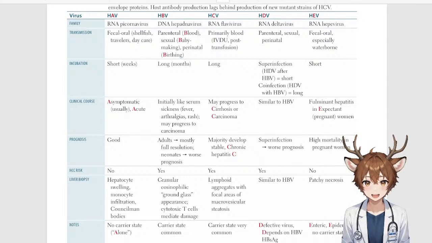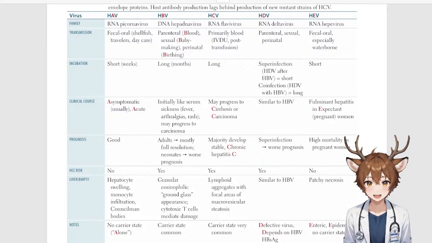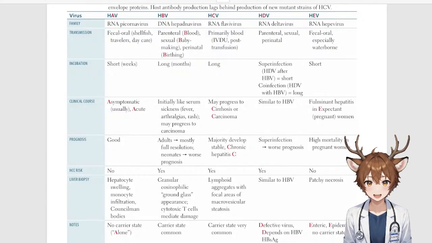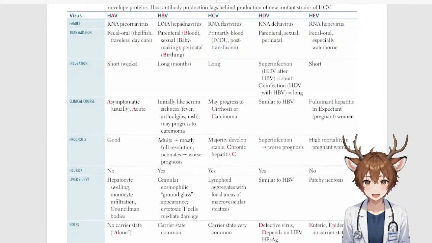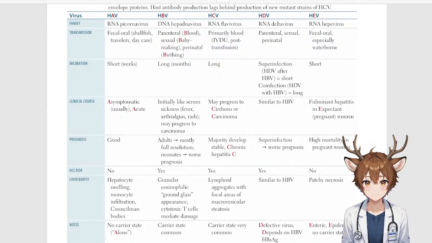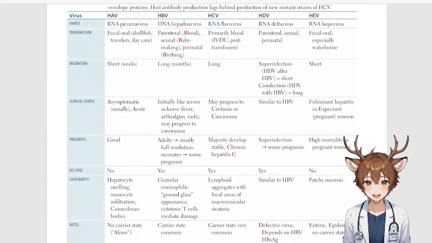Prognosis, adults mostly full resolution. For neonates, worse prognosis. There is a risk for hepatocellular carcinoma. For liver biopsy, granular eosinophilic ground glass appearance due to the accumulation of surface antigen within infected hepatocytes. Cytotoxic T cell mediates damage. Notes for HBV, carrier state is common.